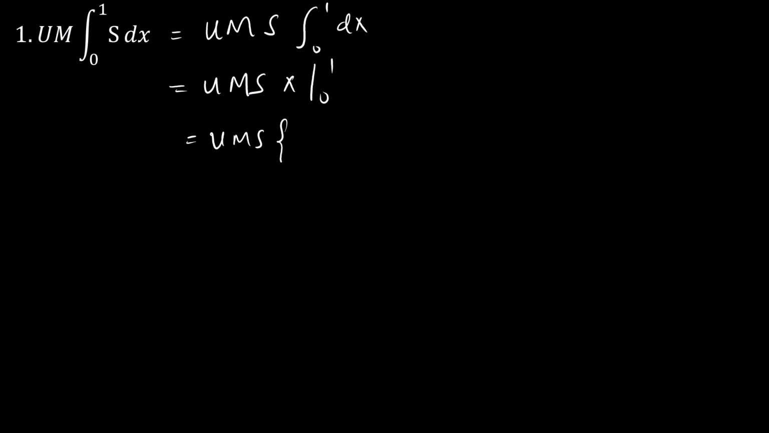What we can do is pull the constant s out. So we have u m s times the definite integral from x equals 0 to x equals 1 of 1, which is 1 minus 0, so u m s is our answer. As simple as that. Then let's go to problem number 2.